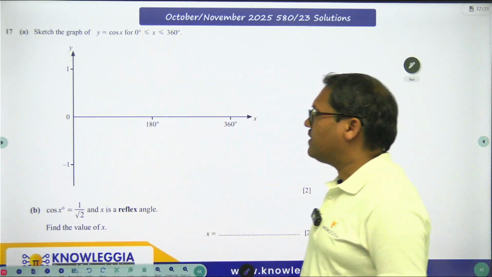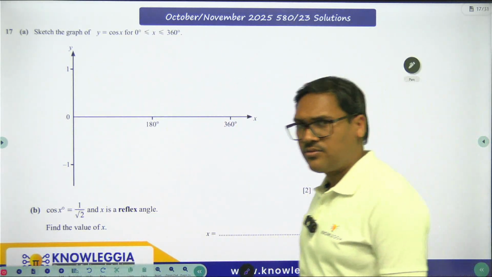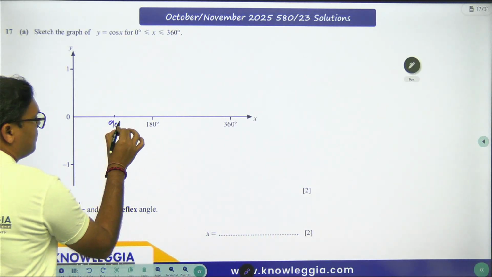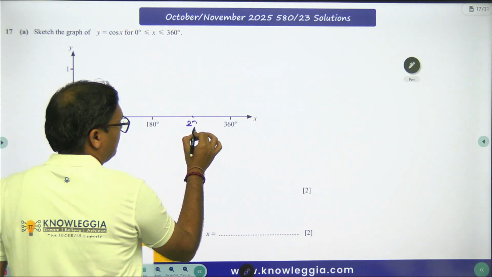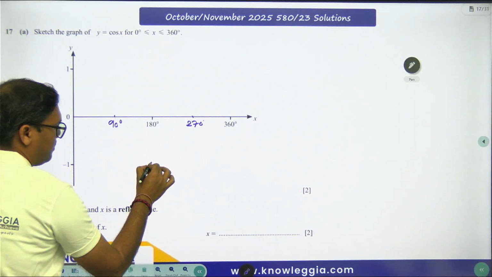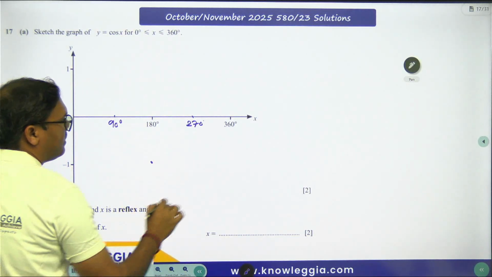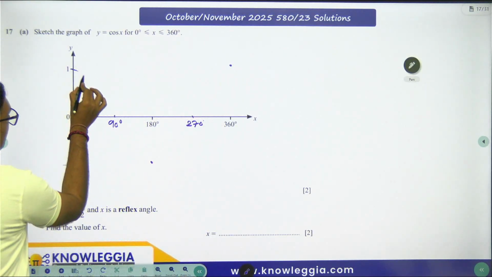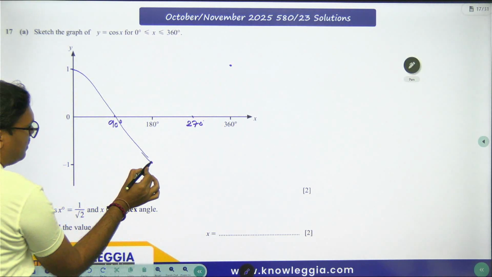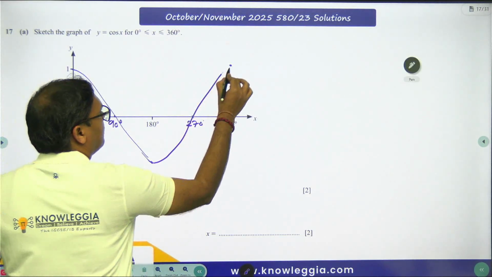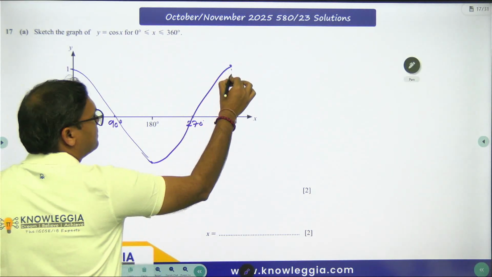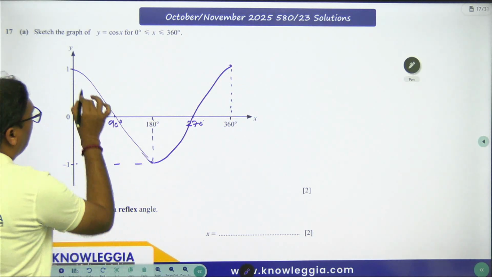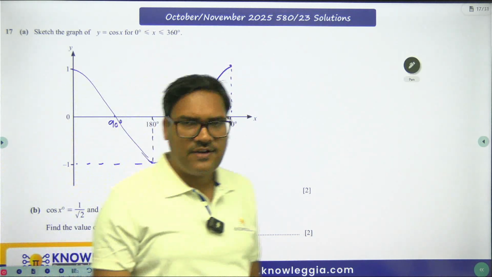Okay. Next question. Sketch the graph of cos x. So this we know. If you have cos x graph, it is 0 at 90 degree and 270 degree. This is minus 1 at 180 and plus 1 at 360. So this is the graph. It will take a turn like this. So this is at 360 degree, this is 1, and 180, this is minus 1. And at 0, this is 1. So this is the graph of cos x.